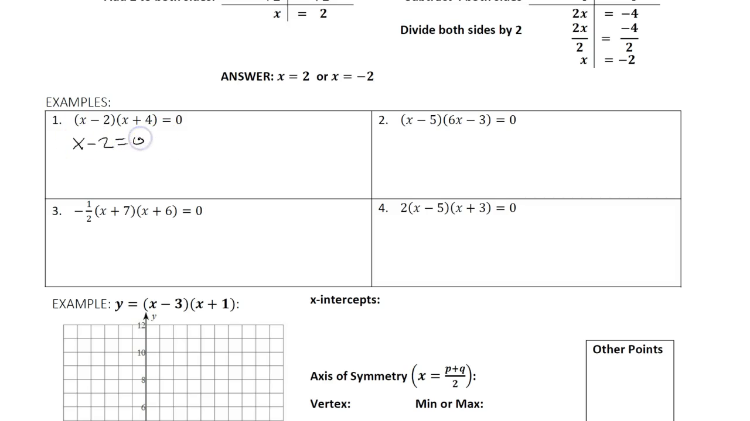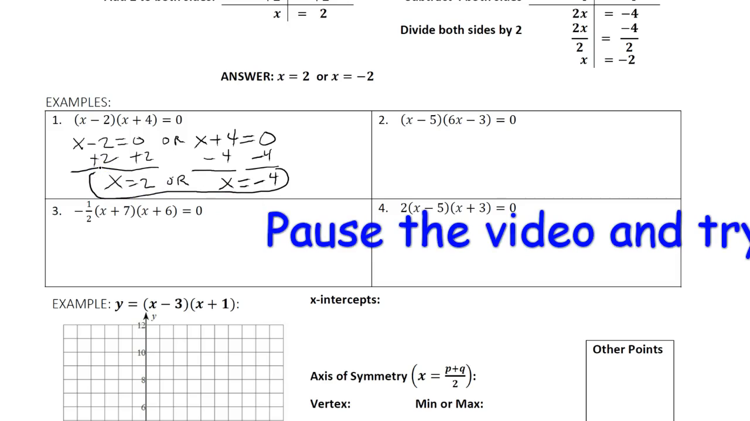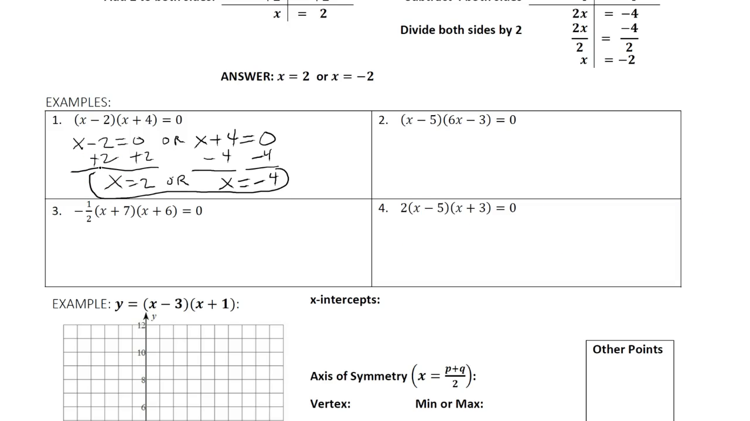Set each factor equal to zero and solve the two equations separately. The solutions are x equals 2 or x equals -4. Either of these values is a solution because either value will make the equation true. Pause the video and try this one yourself. Now that you have tried it, check your work.